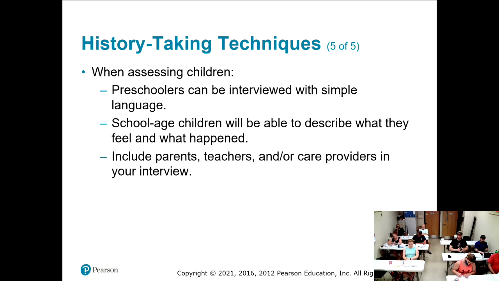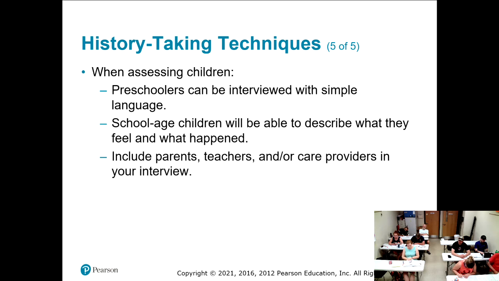So when we're assessing children, we use simple language with preschool age kids. With school age children, they're going to be able to describe a little bit more of what's going on. You know, the tummy hurts or it hurts down here. You can ask them to pinpoint where it hurts. It hurts right here. So you can use a little bit more adult questions with them, and they're capable of telling you more information.